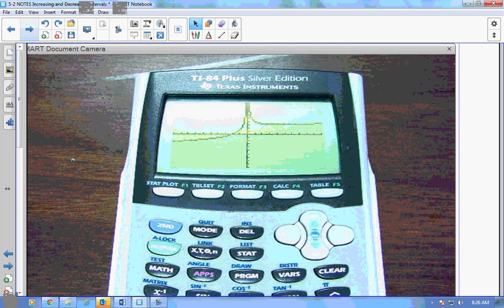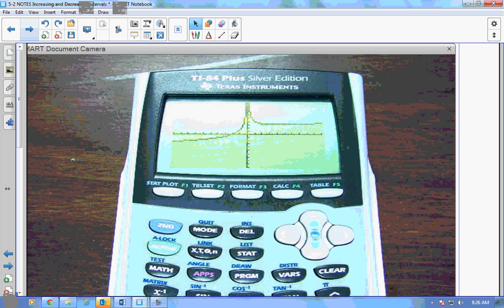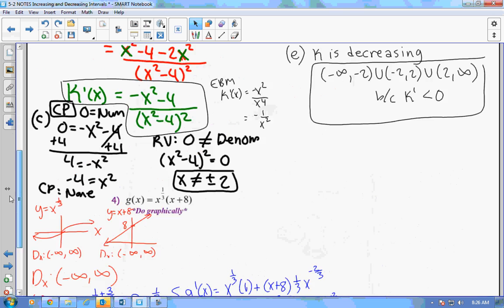Okay, we do have a restricted value at x equals 0. Well, because the negative exponent brings the x to the bottom. That's why you have a 0 at the bottom, right? Yeah, so let's look at our derivative again.